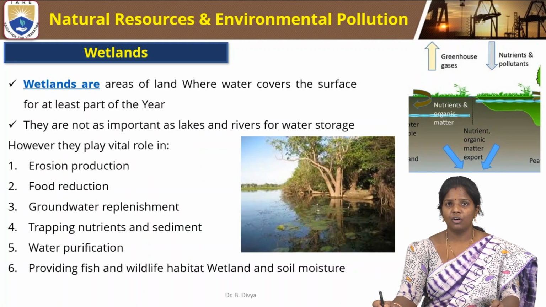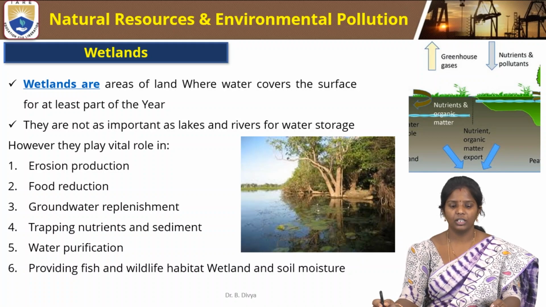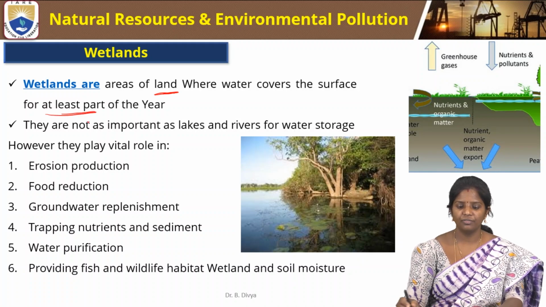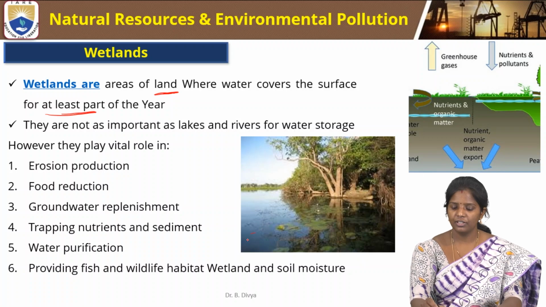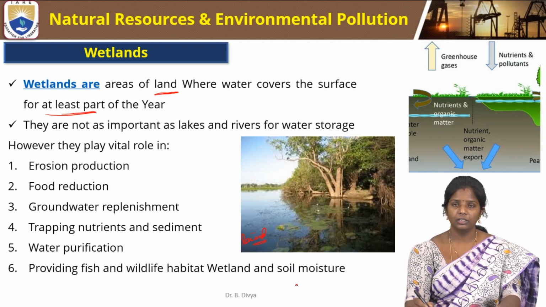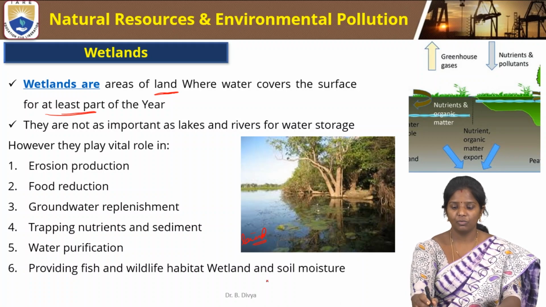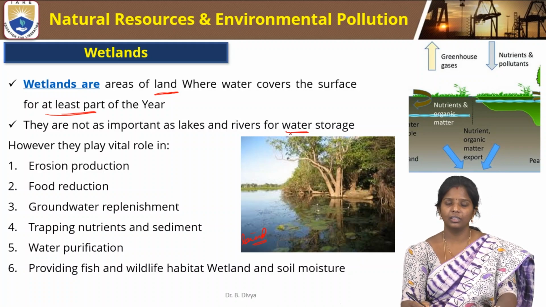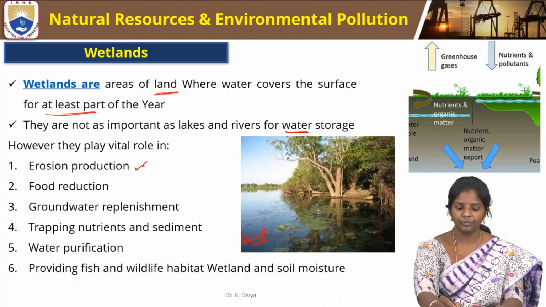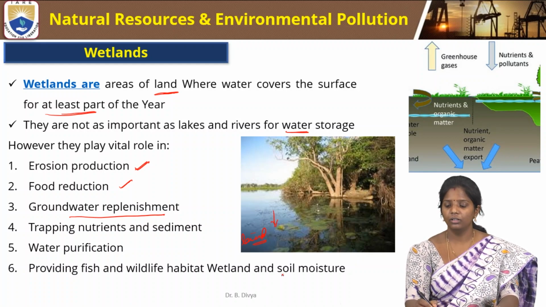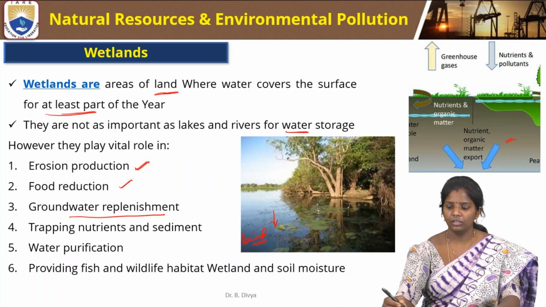The wetlands are another source of water. These are areas of land wherein water covers the surface for at least part of the year. It means it covers the surface of the land, so it is also surface water. They are not as important as lakes and rivers for water storage, but they play an important role in soil erosion protection, flood reduction, and groundwater replenishment. This water will penetrate down into the soil or the ground, so that will increase the groundwater.